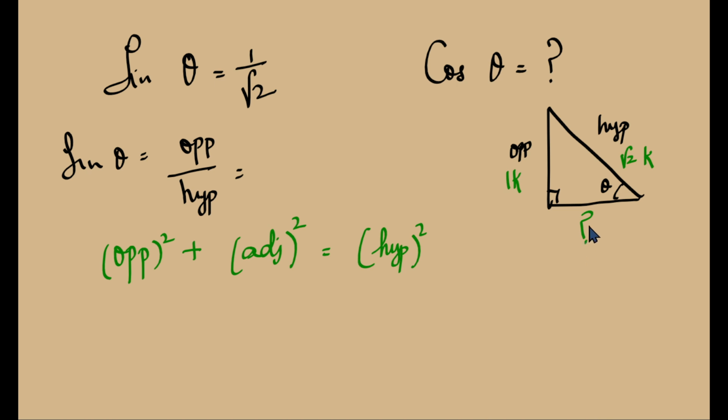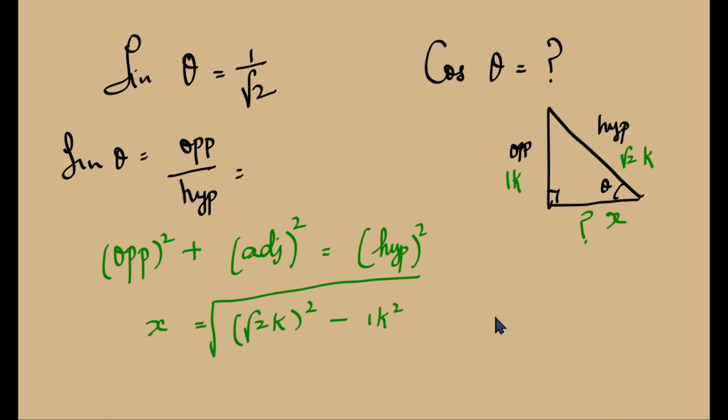How do we use it? Let me call this side x. What is our x? x would be equal to hypotenuse square minus opposite square, isn't it? Or it would be equal to root 2k the whole square minus 1k square. In fact, the square root of this, since we are just finding the length of the adjacent side. It is the square root of hypotenuse squared minus opposite squared. So this is equal to the square root of 2k squared minus k squared, or root k squared, or our adjacent is also equal to 1k.